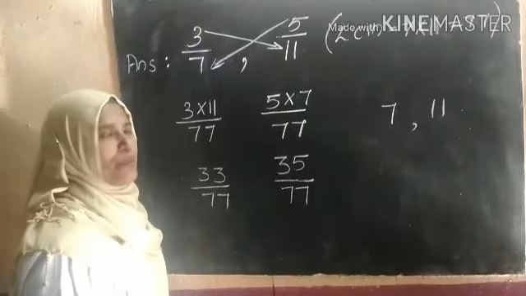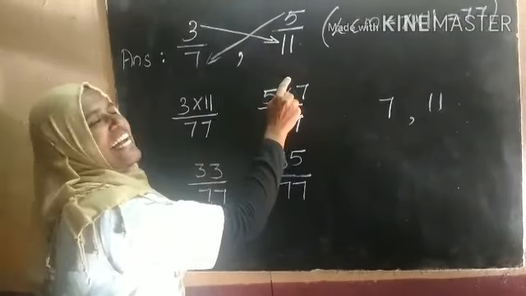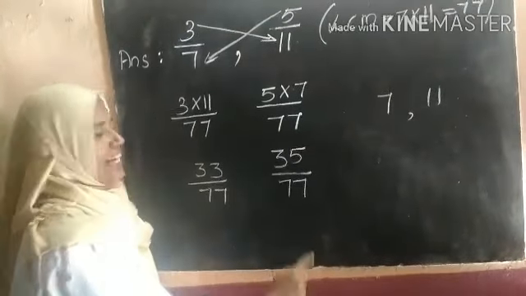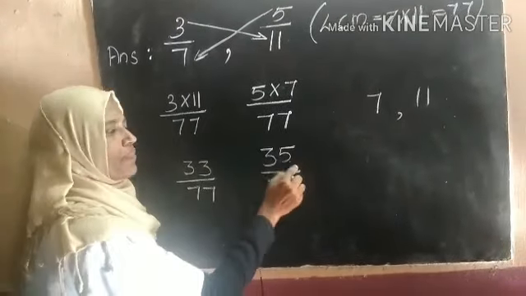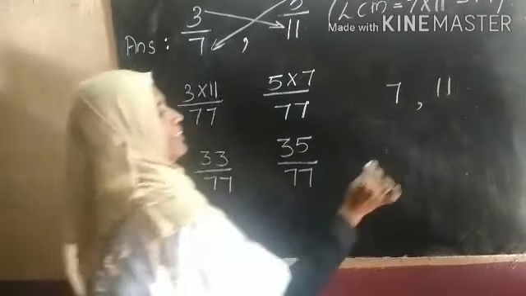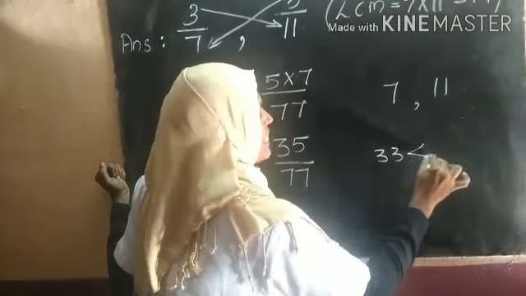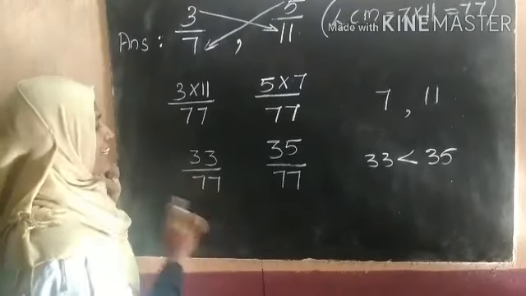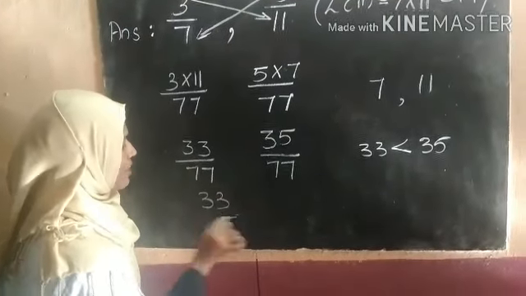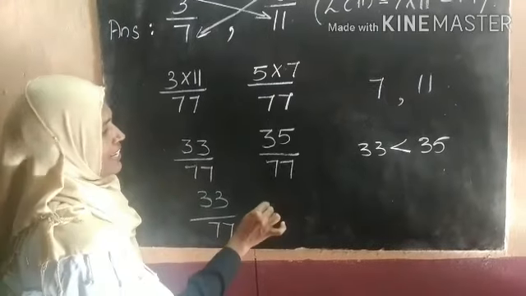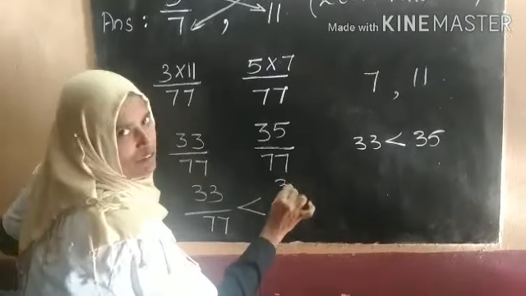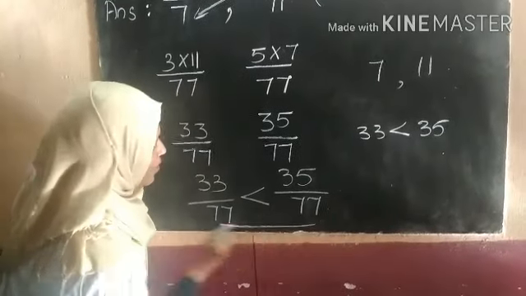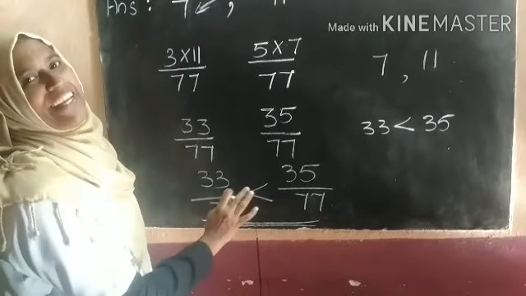Now we have converted these unlike fractions into like fractions. Then we can compare the numerators. Here 33 is less than 35. So 33 by 77 is less than 35 by 77. We compared them.